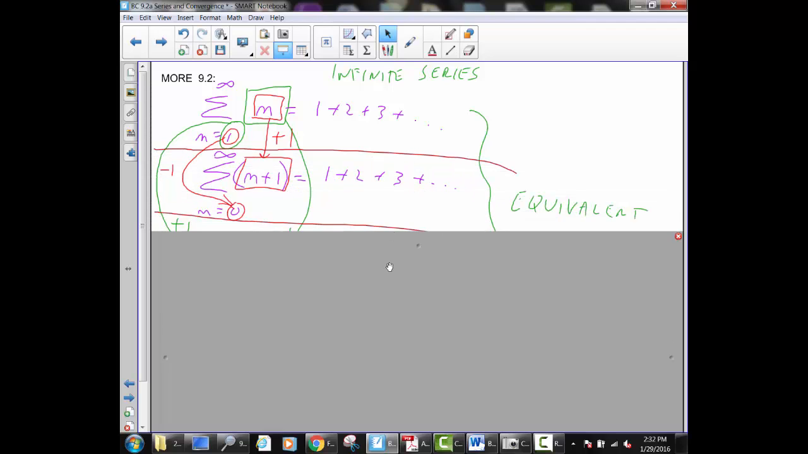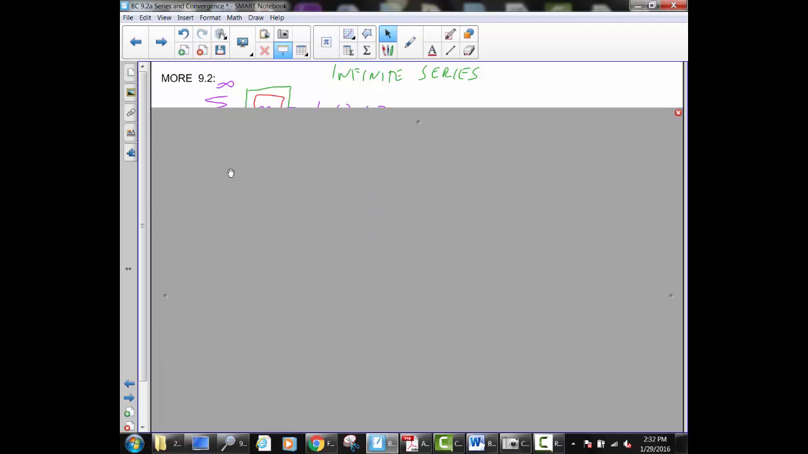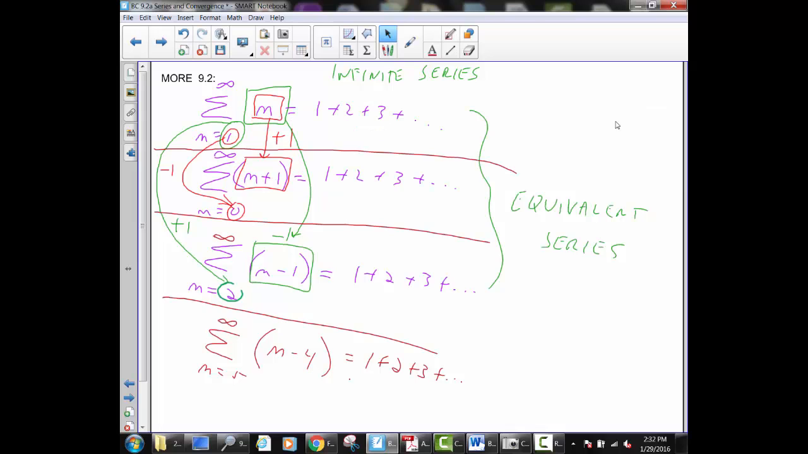Okay, so the thing is, this is going to be a little confusing for you, especially for multiple choice. There is not a unique way to write the same series. Notice all of these are the same series. So one way to write this is n goes from 1 to infinity, summation of n, which would be 1 plus 2 plus 3, etc.